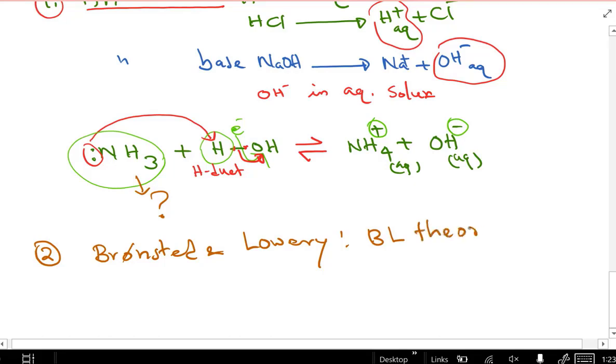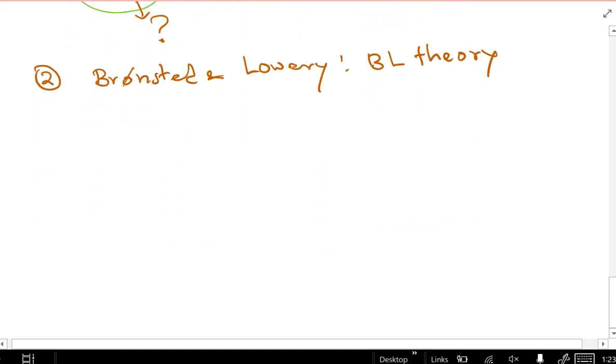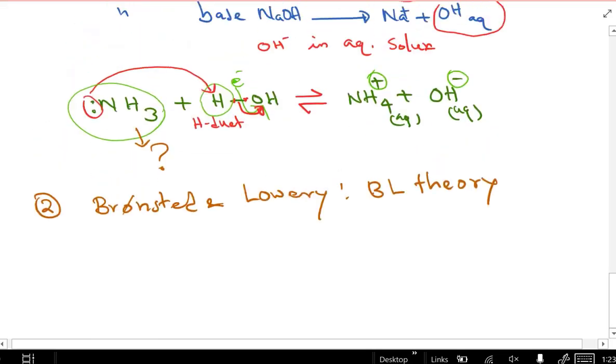Based on the BL theory, the explanation is, let's look at water first. What the water has done is give away a proton. So it's a proton donor. Water is the proton donor in this reaction. It gives away the proton, right? So that's the BL theory acid.